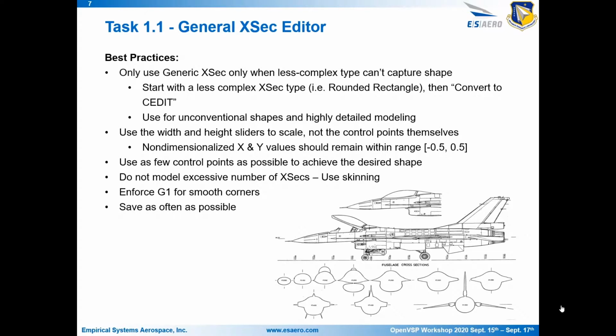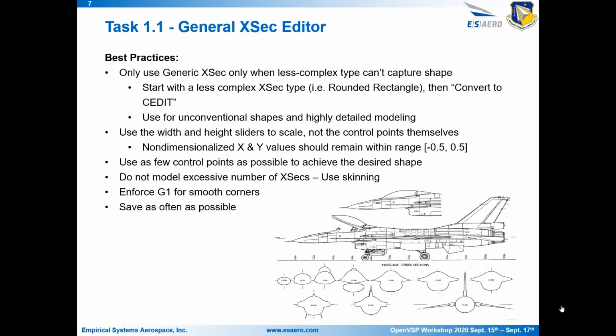Try to keep the non-dimensionalized control point values between around -0.5 and +0.5, and then just use the width and height sliders to scale. Don't try to scale the control points by moving them outside that -0.5 to 0.5 range. Try to keep close to that. Try to use as few control points as possible to achieve your desired shape. Similar with cross sections, I believe this was mentioned yesterday too. Try not to model excessive numbers of cross sections when you can just use skinning to achieve the shape that you need.